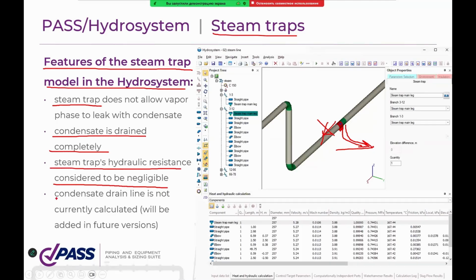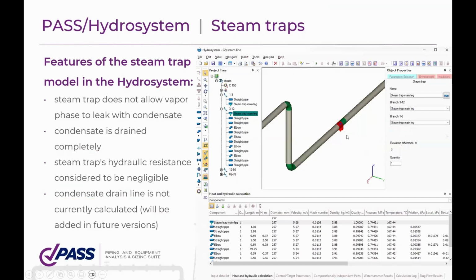And currently, we do not perform the condensate drain line calculation, but we will add this in future versions of HYDROSYSTEM. So currently in HYDROSYSTEM, you can model the output of the liquid phase from your two-phase gas-liquid flow. How it's done, let's look more closely.